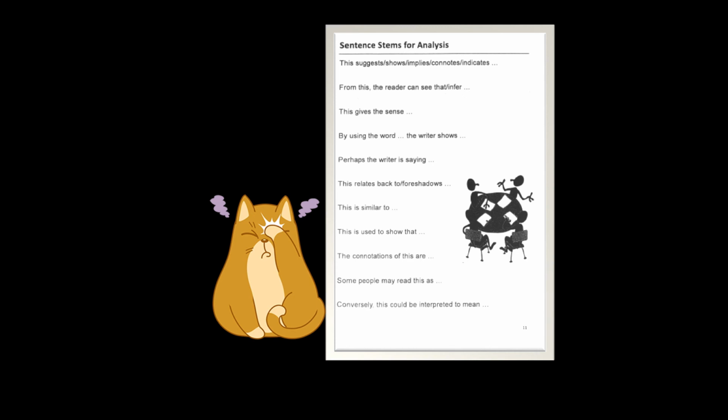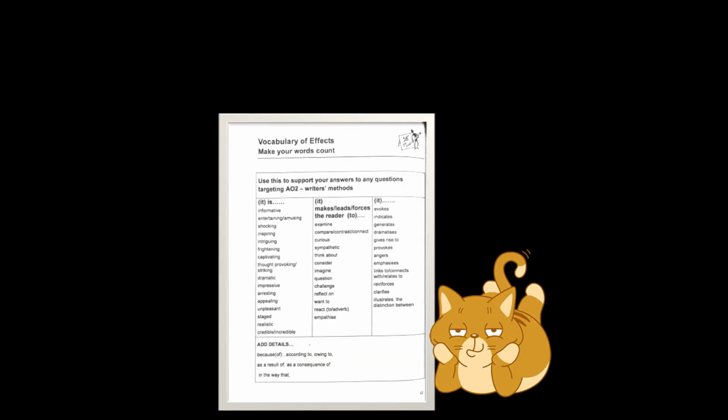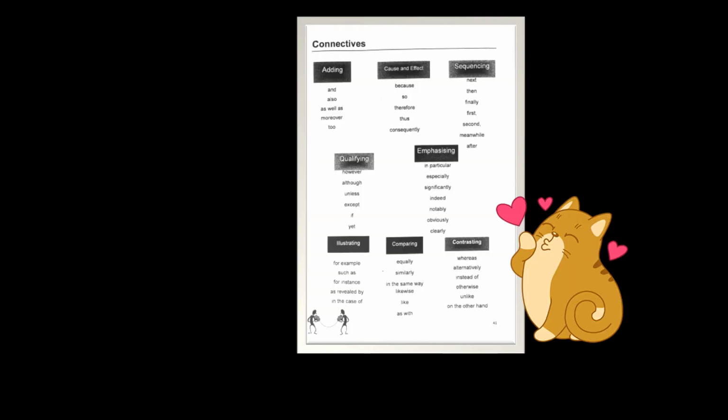You will definitely find in that booklet some sentence stems for analysis, which will just make you think, oh yeah, I remember all them now. Find this page in the booklet because then you'll feel really smug when you're trying to explain and explode quotations. Loads of vocabulary there to help you. And let's face it, who doesn't love a connective when they're writing an essay? Teachers certainly love seeing them.